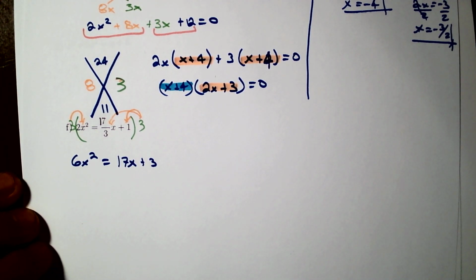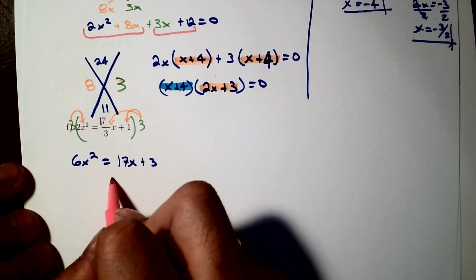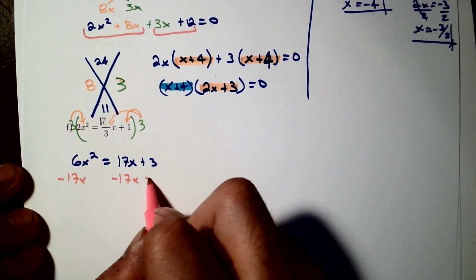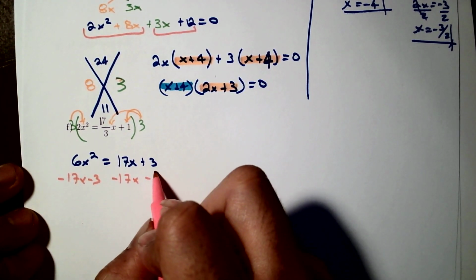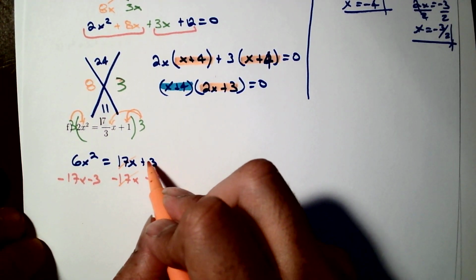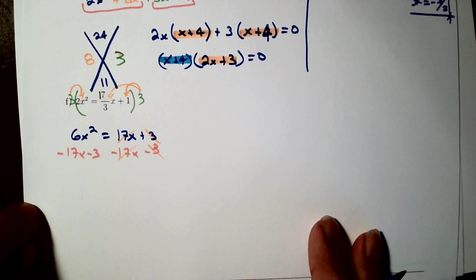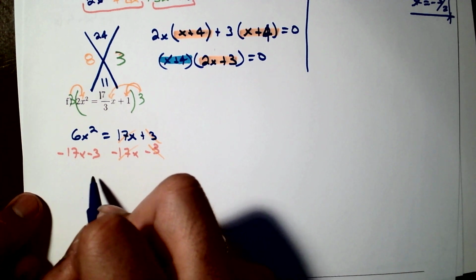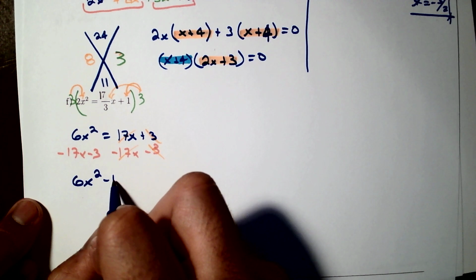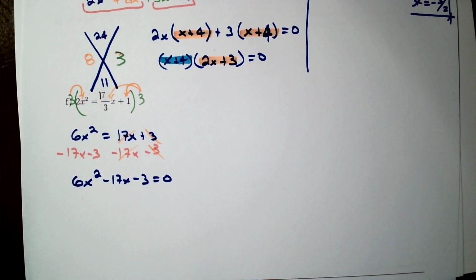So now the next step is again to have all terms on the left hand side. So I'm going to subtract 17x on both sides. And I'm going to subtract 3 on both sides. Okay. So these two cancel out. So I'm going to get the 0 on the right hand side. And on the left hand side, I will be left with 6x squared minus 17x minus 3. And set that equal to 0.